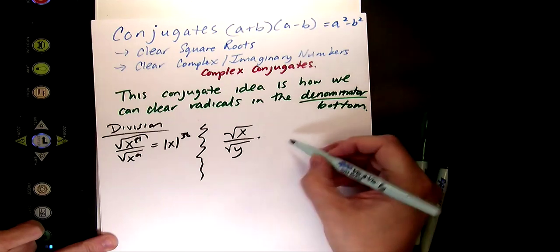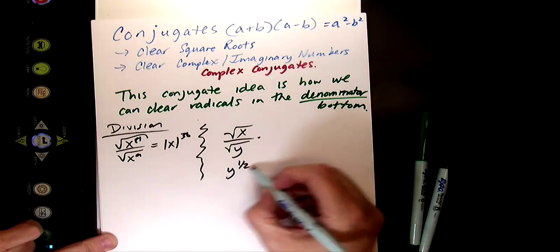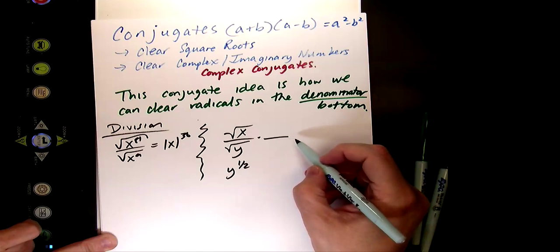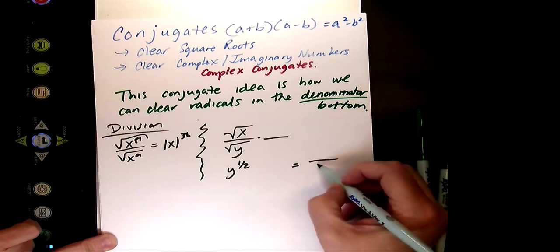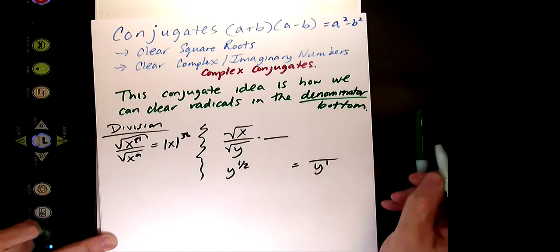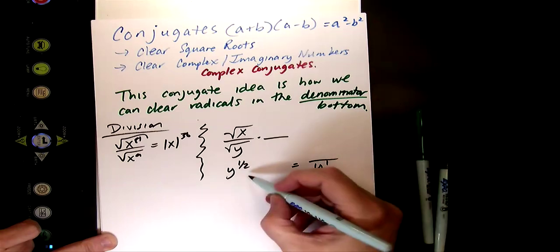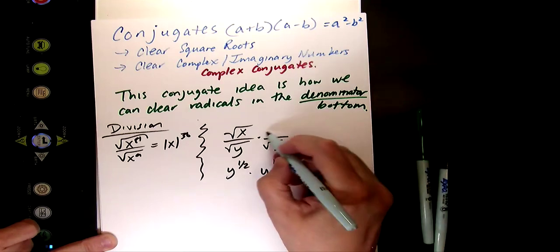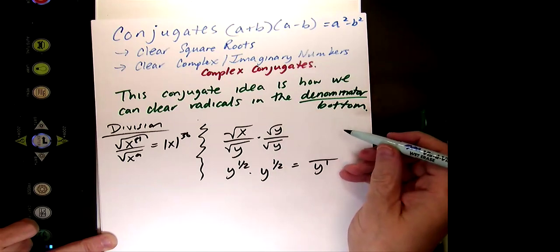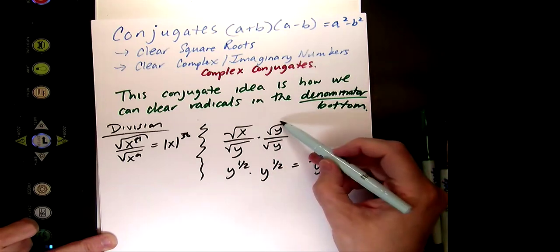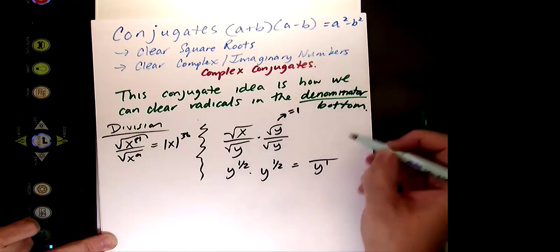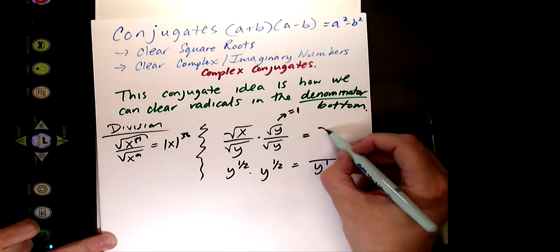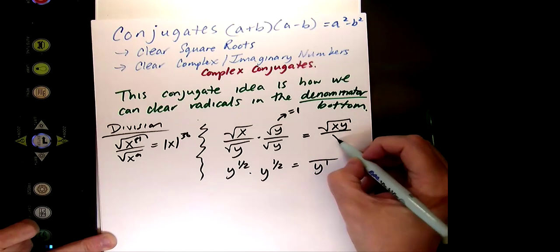The idea here is this is y to the 1/2. I wanna multiply by something over something so that I end up with y to the first power on bottom. So what I need to do is multiply by y to the 1/2. So here, this would be square root of y, and that would be square root of y. We have effectively, this equals 1. So we're multiplying by 1, and we haven't changed the value. But now the simplified form is square root of xy over y.